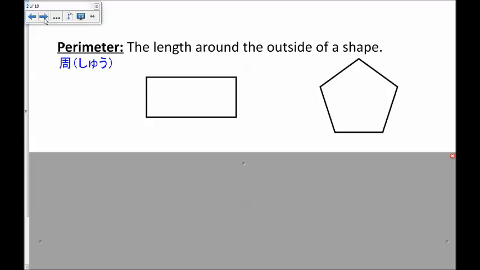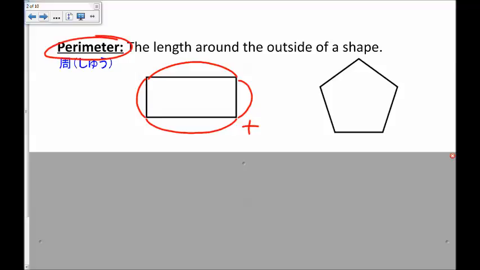First, perimeter. The perimeter is the length around the outside of a shape. So if I took this length, and this length, and this length, and this length, and added them together, that would give me the perimeter. Same thing with this. It's this length plus this length plus this length plus this length. I'm going outside the shape. It's the length outside the shape.